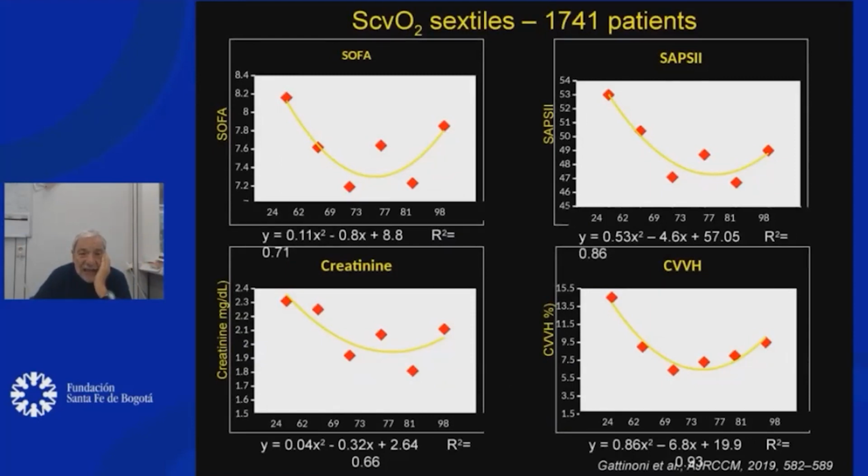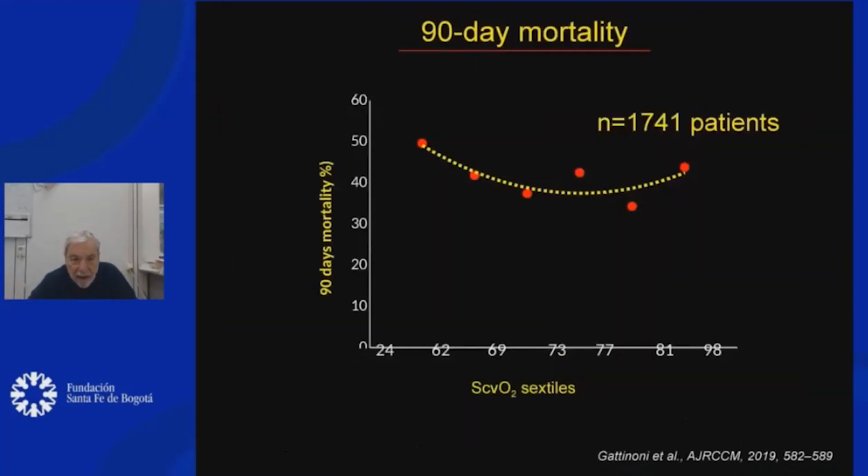Now, if we look at the SvO2 sextile, you can see that the SOFA is going like this. The SAPS is going like this. The creatinine is going like this. The need for renal replacement therapy is like this. It is maximum at the two ends of the spectrum. So this is the mortality, higher here and higher here.